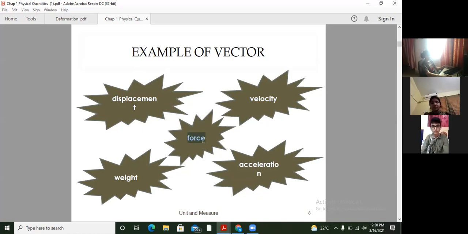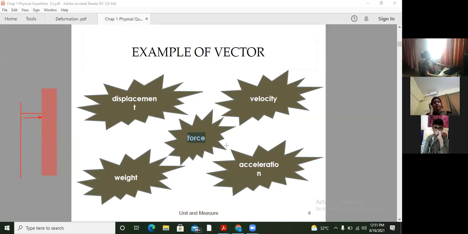Similarly, force is applied in any certain direction. Suppose I am applying a force on a certain wall. Let's suppose this is a wall and I am applying a force. I'm standing over there and my hand is pointing in this way. Suppose I am standing in this way and I am applying the force in this direction towards the wall. So I am actually directing the force.